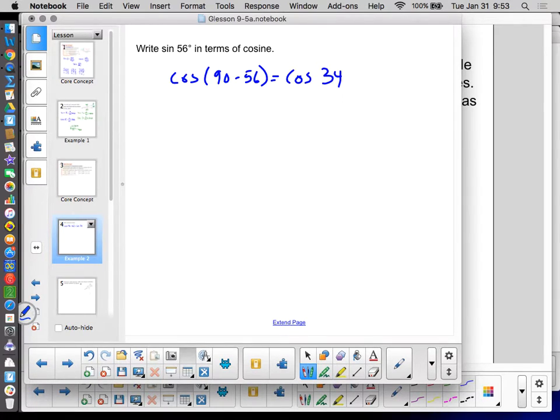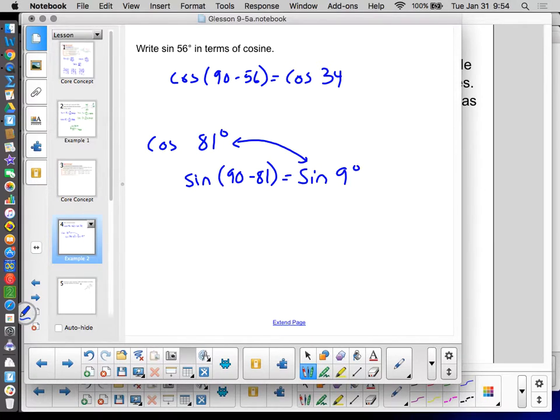So sine of 56 is a cosine of 34. Not sure? Try it in your calculator. Find sine of 56 and the cosine of 34. They're going to give you exactly the same decimal value. If I said find cosine of 81 degrees in terms of sine, well, cosine of 81 has to be the same as the sine of 90 minus 81, which means the sine of 9 degrees. So these two have exactly the same value.